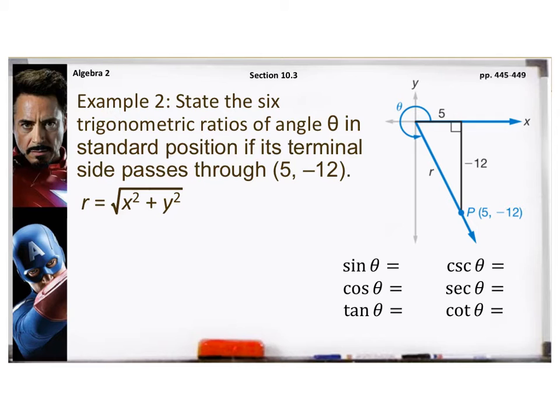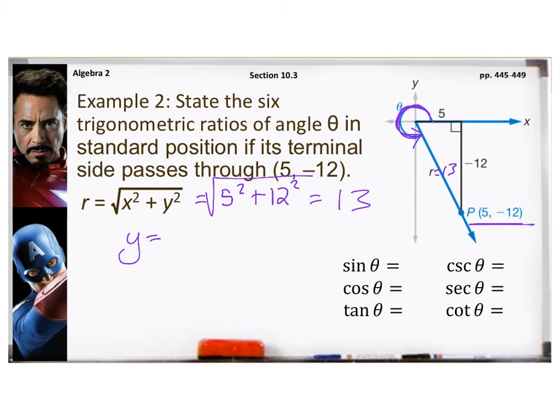All right, now example 2. State the 6 trigonometric ratios of angle theta in standard position. This is theta. Our angle is this outside circle, this outside sweep. But we can still use this point. Again, we're doing circumference. So r is the square root of 5 squared plus 12 squared. Well, that's going to be 13. So my r is 13. Now that I have that, sine is y over r.